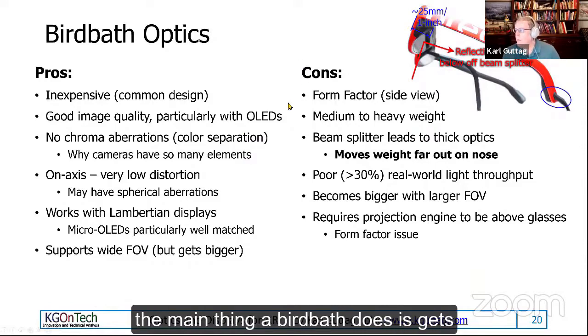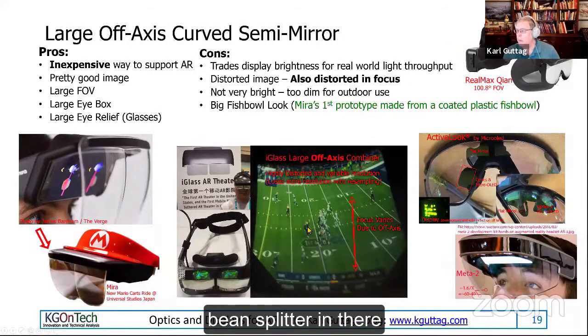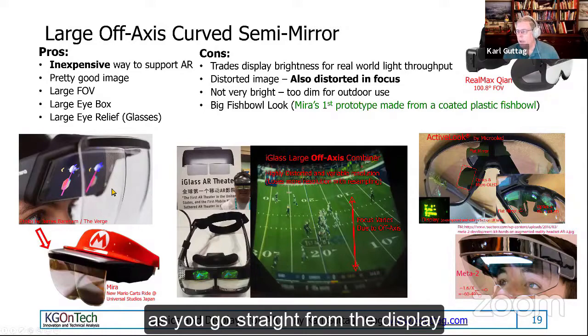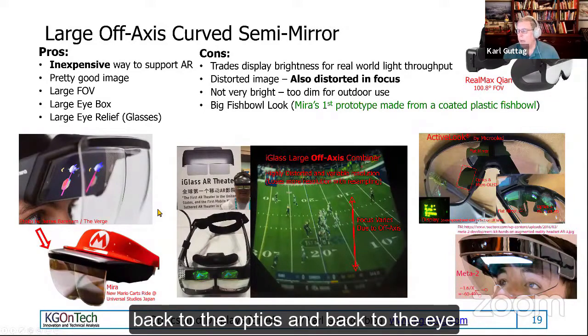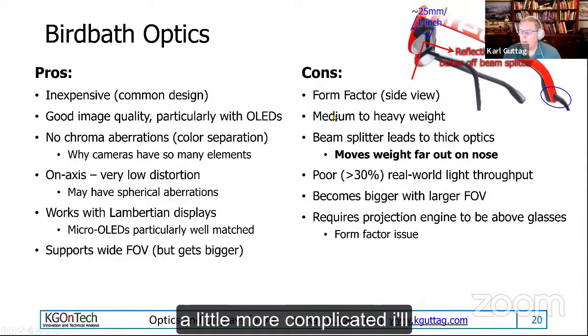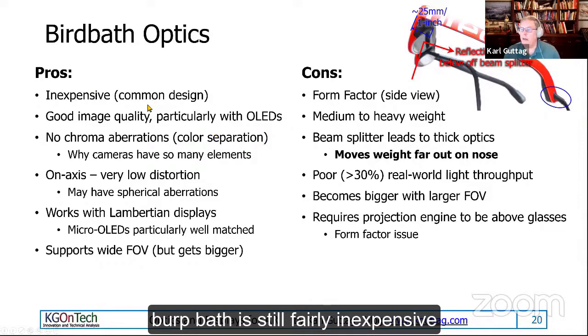The main thing a bird bath does is get away from this off-axis problem. It's going to put a beam splitter in there, which is a downside. The beauty of this is you go straight from the display back to the optics and back to the eye. Well, with bird bath, they're going to get a little more complicated. I'll show you how that works in a minute. But bird bath is still fairly inexpensive.